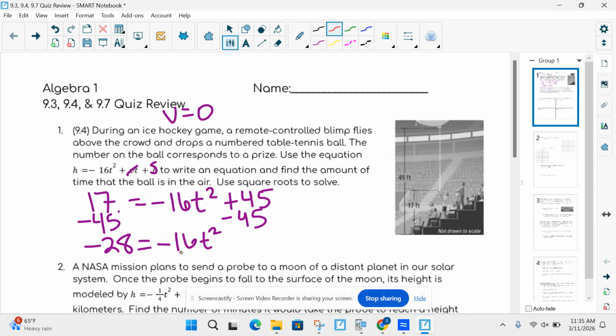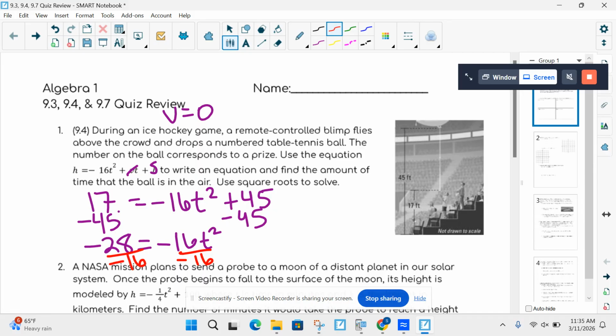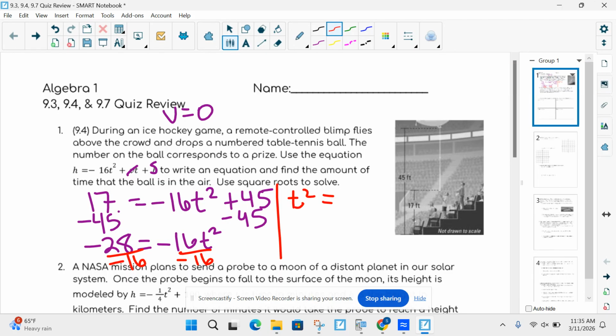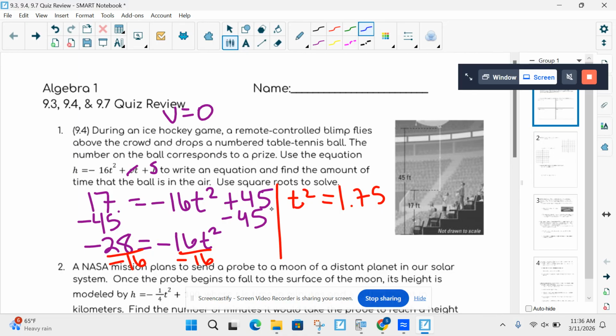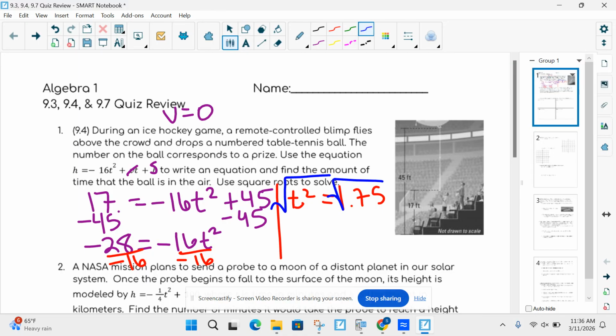And then we will divide both sides by negative 16. So the negatives cancel out, which is good because otherwise we don't want to take the square root of a negative number. And what's 28 divided by 16? 1.75. And then we're going to take the square root of that to get our final answer.